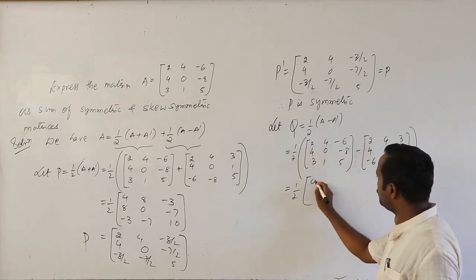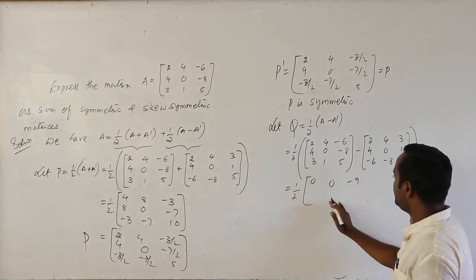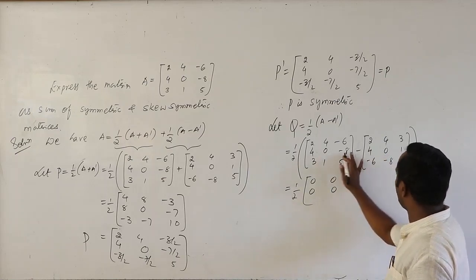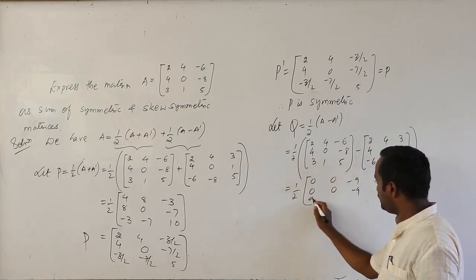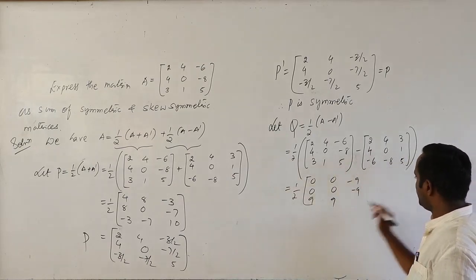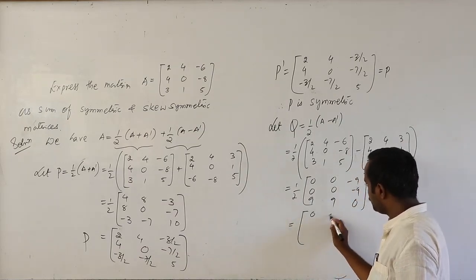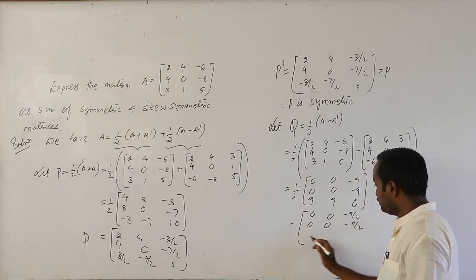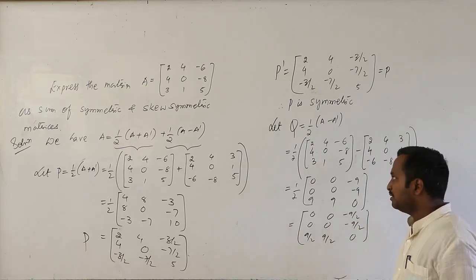Subtract: 2 minus 2 is 0, 4 minus 4 is 0, minus 6 minus 3 is minus 9; 4 minus 4 is 0, 0 minus 0 is 0, minus 8 minus 1 is minus 9; 3 plus 6 is 9, 1 plus 8 is 9, 5 minus 5 is 0. Now 1 by 2 multiplied: 0, 0, minus 9 by 2; 0, 0, minus 9 by 2; 9 by 2, 9 by 2, 0. This is Q.